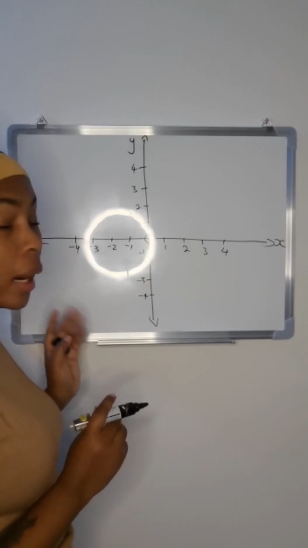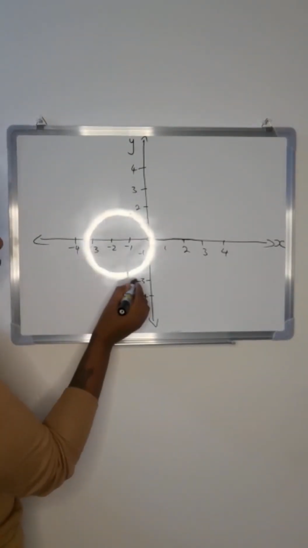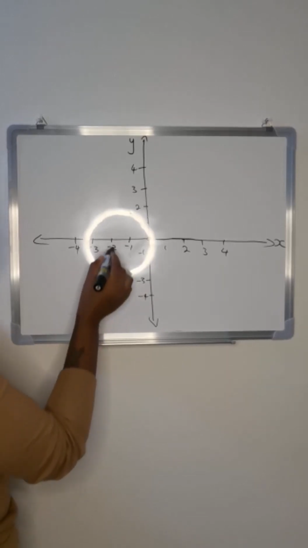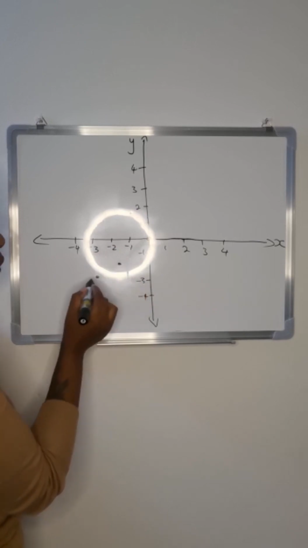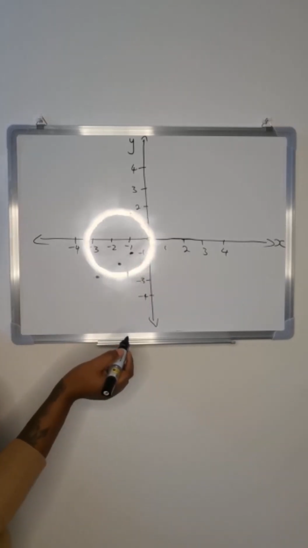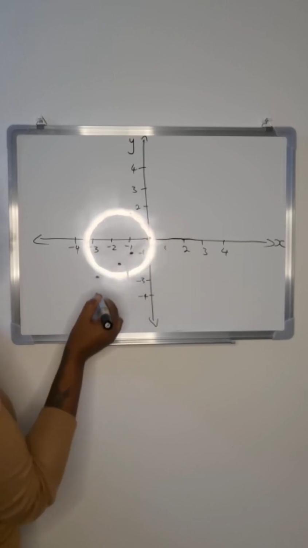This is our Cartesian plane. When x is negative 3, y is also negative 3. That is our first point. When x is negative 2, y is also negative 2. When x is negative 1, y is also negative 1. When x is 0, y is 0, so it is here at the origin.